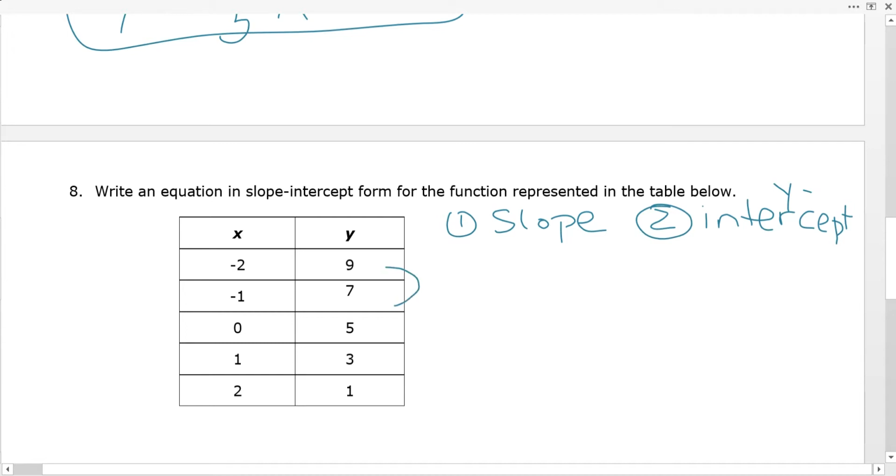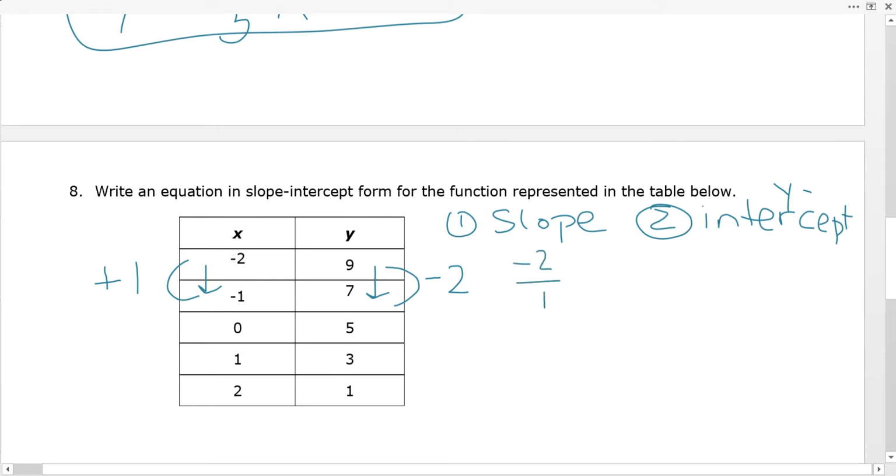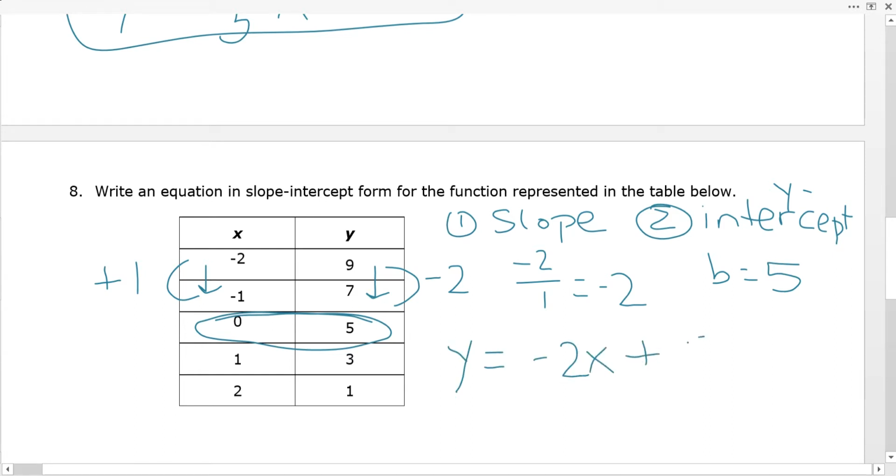Okay, so the slope, I'm going to find the difference between the y's and x's. Notice that the y is going down, so that means it's a -2. The x is going up, means it's a +1. So the slope is going to be -2/1, or -2. The intercept is when x equals 0, so it's right here. So the y-intercept is b equals 5. So the equation is going to be y equals -2x plus 5.